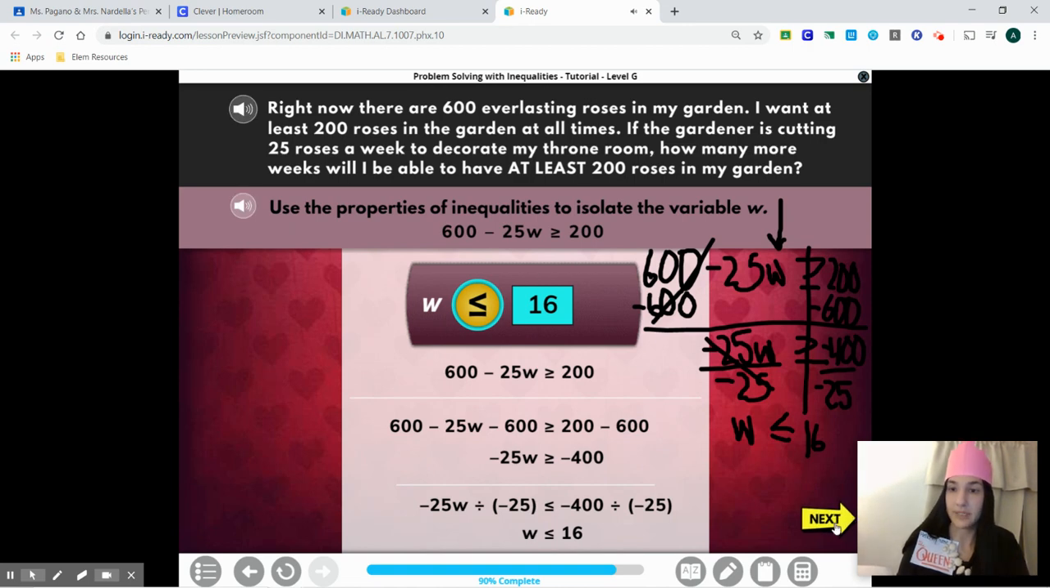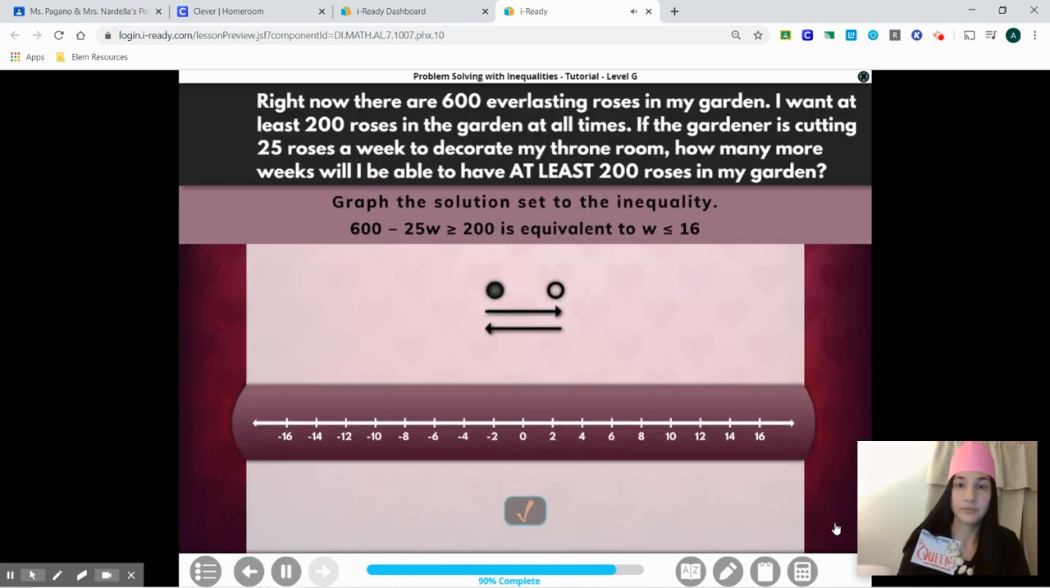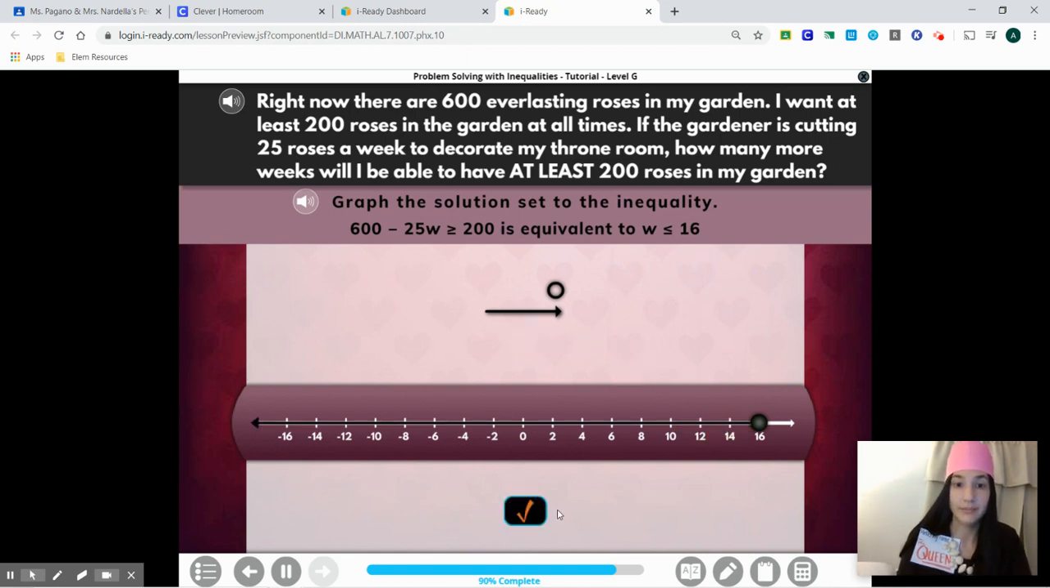Okay, let's graph. Graph the solution set to the inequality. So just a reminder, we have W less than or equal to 16. Less than or equal to tells us to grab that closed circle and go to the 16. The less than or equal to also tells us we want all of the numbers less than 16, which means we want to point to our left this way. Great job! All of the shaded values on the number line are less than or equal to 16.